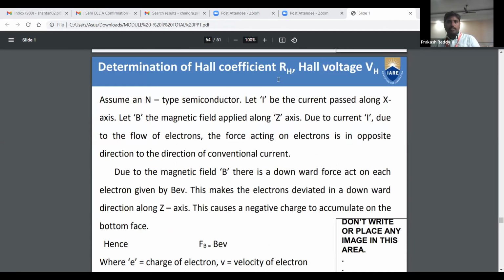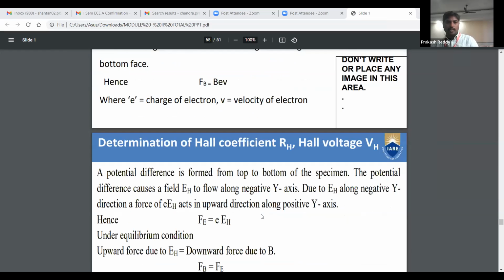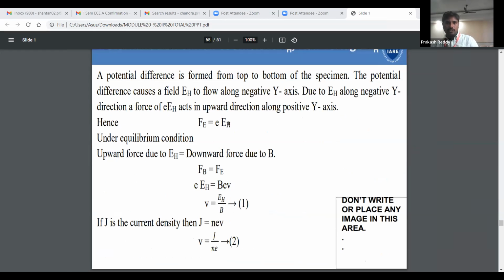To find the relation between RH and VH, I am going to consider the electric field, the force due to the electric field and the magnetic field. What is the equation? The force due to the magnetic field is B into e into v. The force acting on the electrons due to the electric field is e into EH.